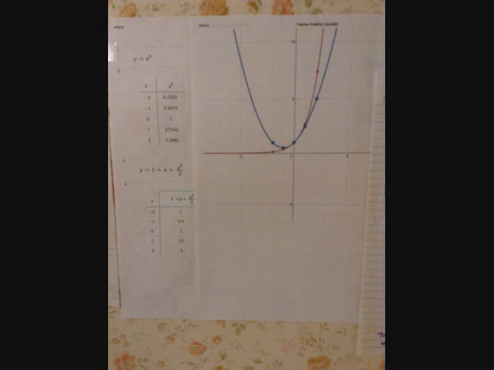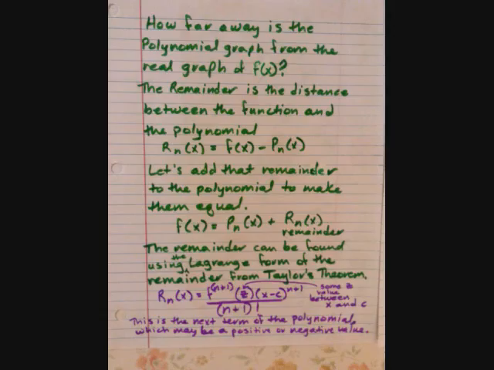Looking at the graph, how far away is a polynomial graph from the real graph of f of x? The remainder is the distance between the function and the polynomial. R sub n of x equals f of x minus the polynomial p sub n of x.